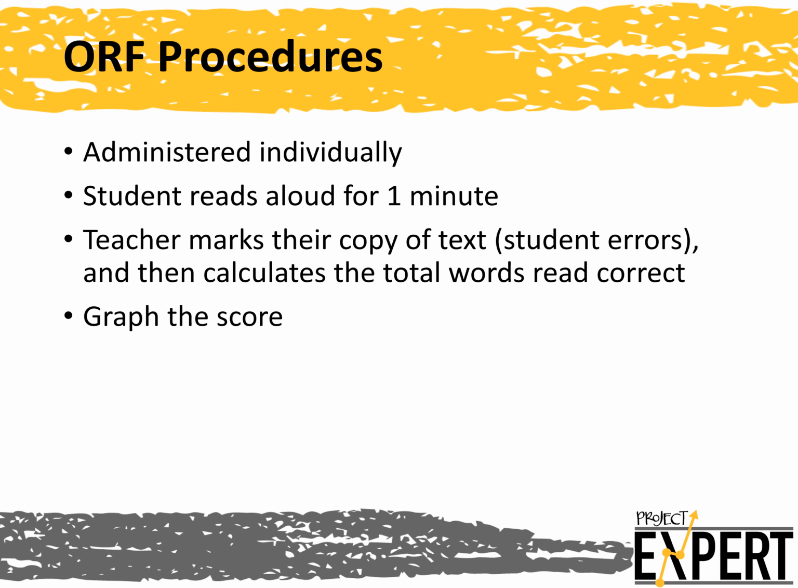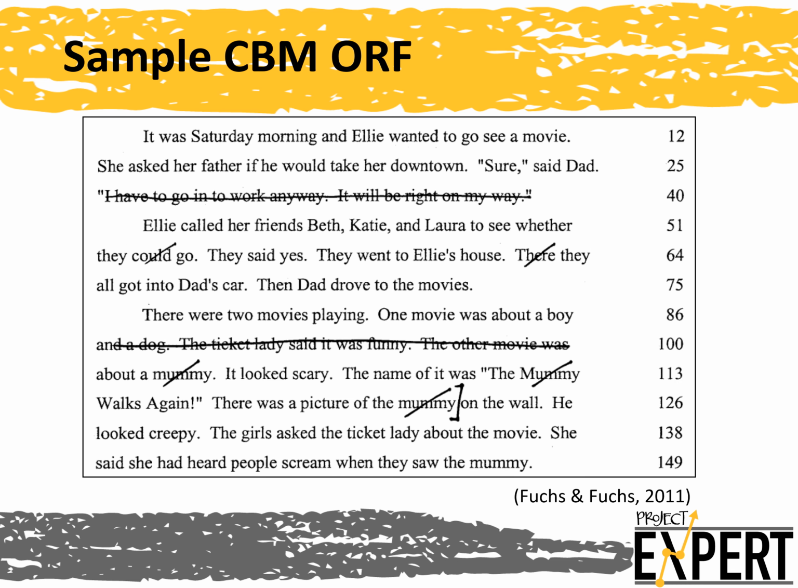Oral reading fluency probes are administered individually. The student has a student copy of the probe, and the teacher has an examiner copy. As the student reads aloud for 1 minute, the teacher marks their copy, then calculates the total correct words read. The teacher then graphs that data to use it. This is an example ORF passage with what it might look like with teacher's markings. Typically, lines crossed out or skipped by the student, and words slashed or read incorrectly.